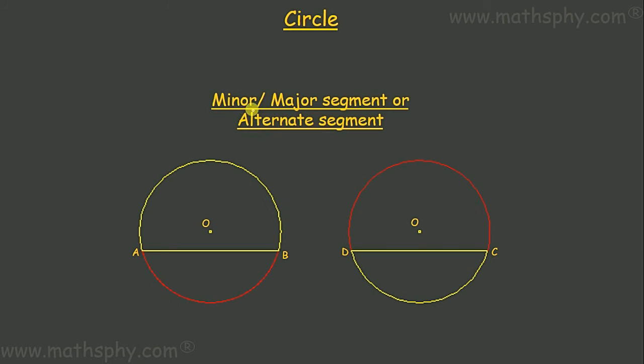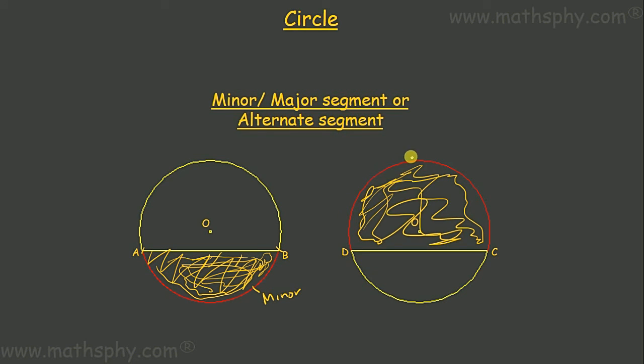Here, this will be the minor arc. Minor or major segment, or alternate segment. This full area from this end to this end, covered by this arc, this is the minor arc. So this area will be the minor segment. This area here, the full area, is covered by the major arc. So this area covered by the major arc is called the major segment. So this will be the major segment and this will be the minor segment. Major segment or minor segment, we can call them alternate segments as well.